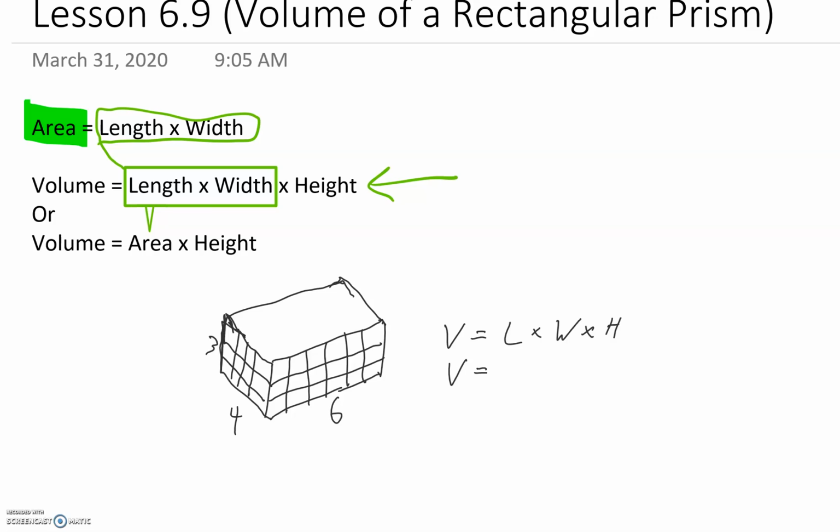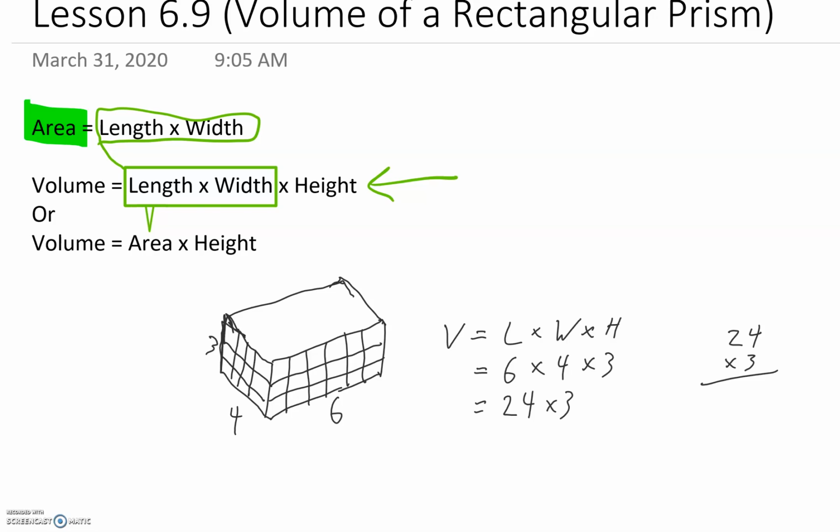So in this case, we have a length of 6, a width of 4, and a height of 3. I usually will multiply two things together first and then simplify after that. Usually we just write it like this because the V is implied every time. So 6 times 4 is 24. 24 times 3. How about I do it the longhand way, so you guys can see the work that I'm doing in my head.